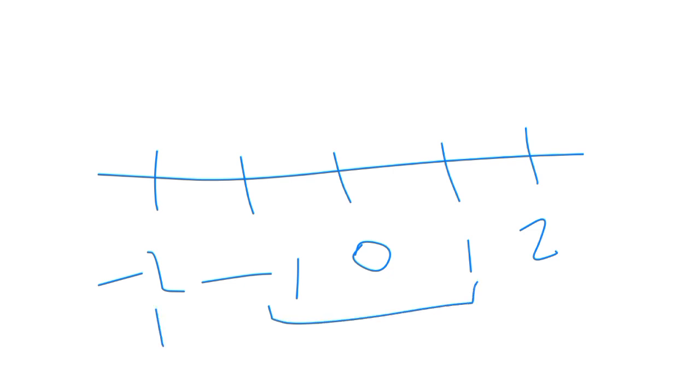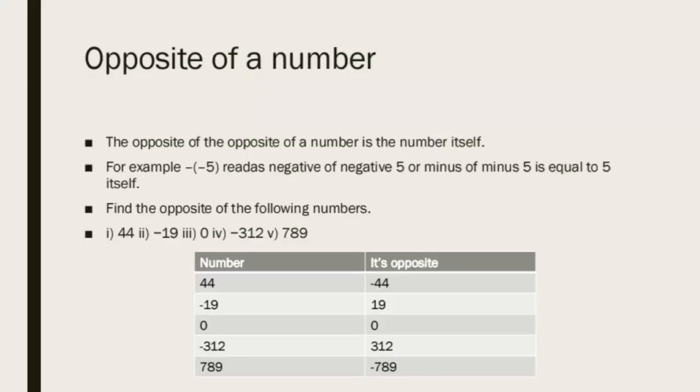To understand clearly, see the number line: 0, 1, 2, -1, -2. -1 is the opposite of +1. -2 is the opposite of +2. See, 0 is its own opposite. -312, its opposite is 312. 789, its opposite is -789.